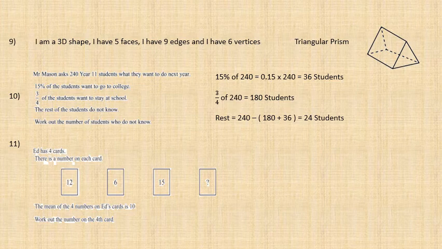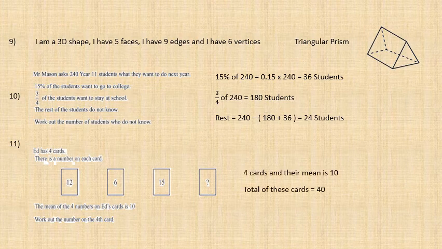Okay, here in question 11, Ed has 4 cards. There is a number on each card, 12, 6, 15, and something that I don't know. The mean of the 4 numbers on Ed's cards is 10. Work out the number on the 4th card. So very easy and very simple. I know that the mean is the sum of all the 4 cards divided by 4. So I will just do it like that. 4 cards and their mean is 10.